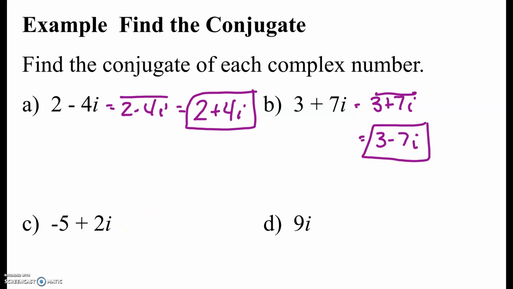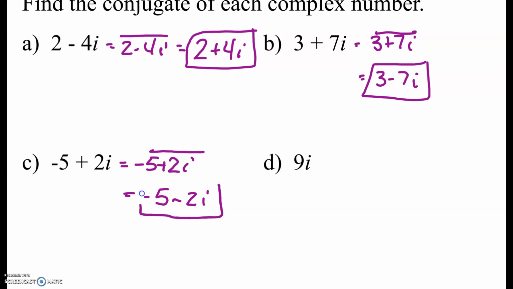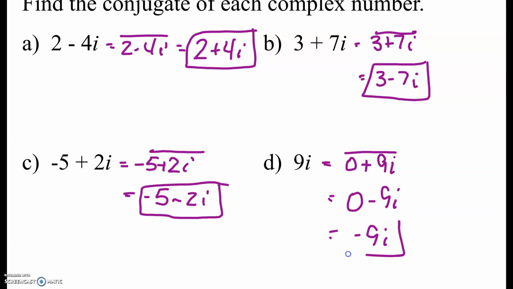Negative 5 plus 2i, or negative 5 plus 2i bar, is negative 5, change plus to minus, 2i. And one that's a little trickier maybe, 9i. Well, 9i is the same as 0 plus 9i. And then we put the bar over it. So we could write it as 0 minus 9i. And usually we don't write the 0, so negative 9i is the conjugate of positive 9i.